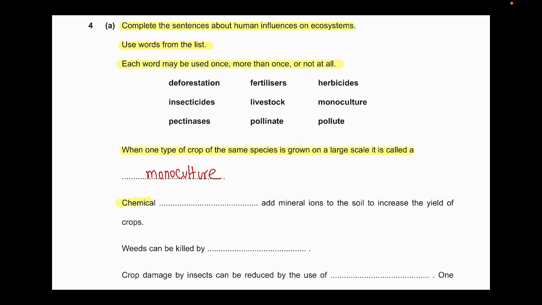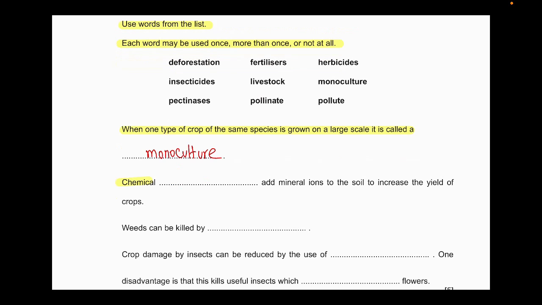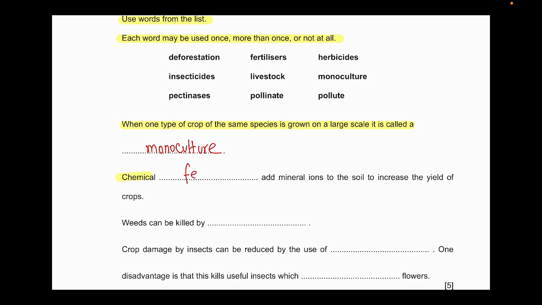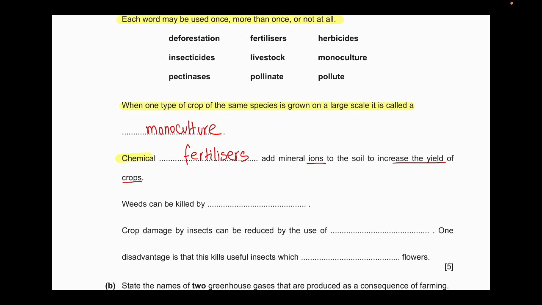Chemical fertilizers add mineral ions to the soil to increase the yield of the crops. Weeds can be killed by herbicides. Herbicides kill weeds, so herbicides will be the answer.